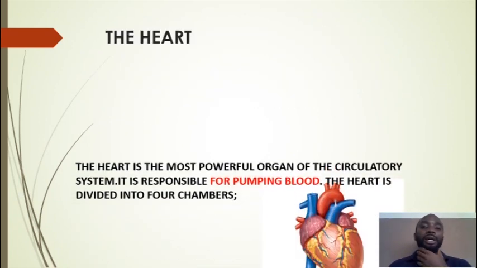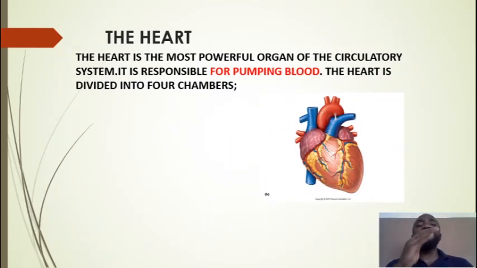Now let's go to the heart. The heart is the most powerful organ of the circulatory system. The most powerful. Without the heart, there will not be what? Circulation. The heart is the most powerful organ of the circulatory system. The function, the work of the heart, is to do what?